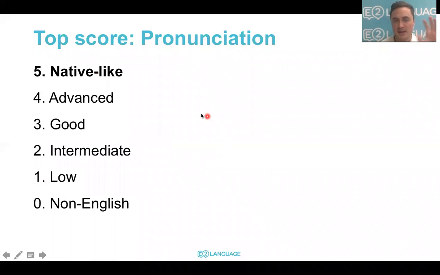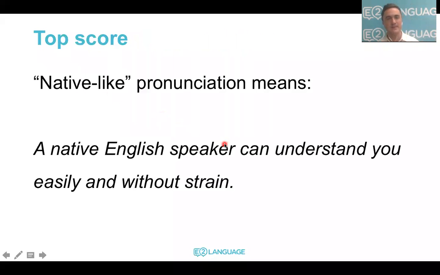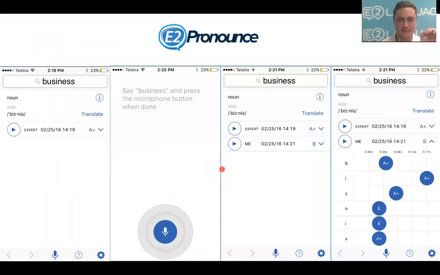In pronunciation, it's out of 5, and you'll get 5 if you have native-like pronunciation. What does that mean? Native-like pronunciation means that a native English speaker can understand you easily and without strain. So if you're speaking to me, I'm a native English speaker, and I can easily understand you. I don't have to concentrate or strain or think, what did she say? Or what did he say? If I can just easily understand you, that means you have native-like pronunciation and you'll score 5 points.